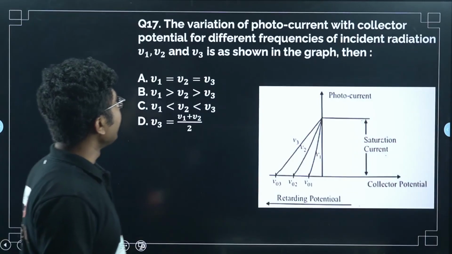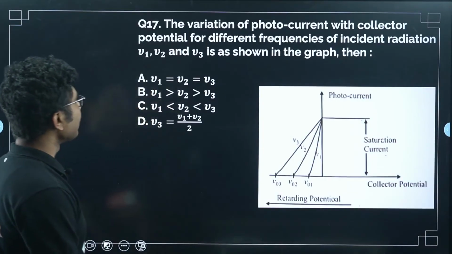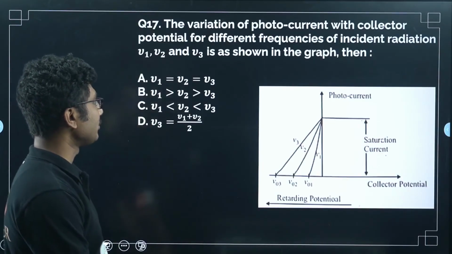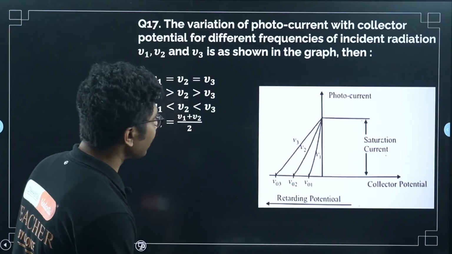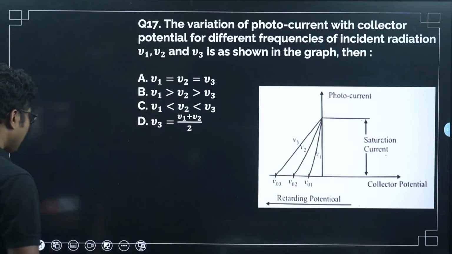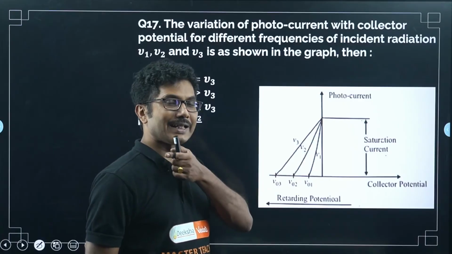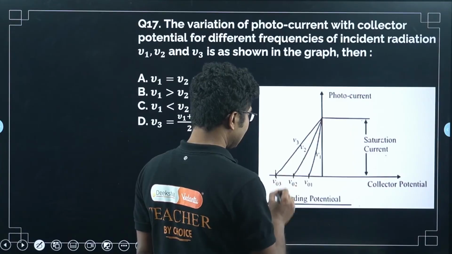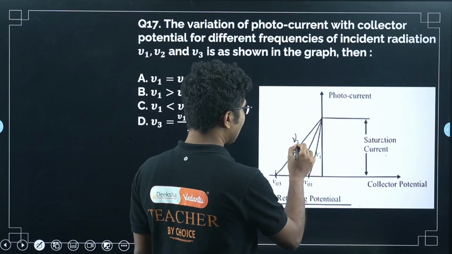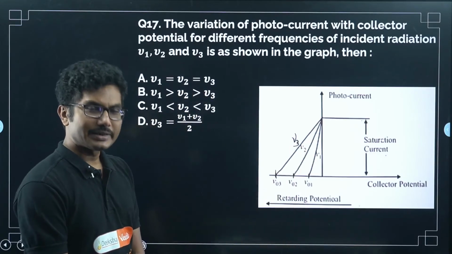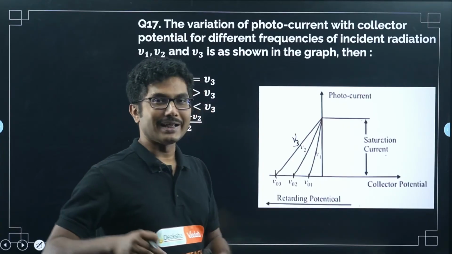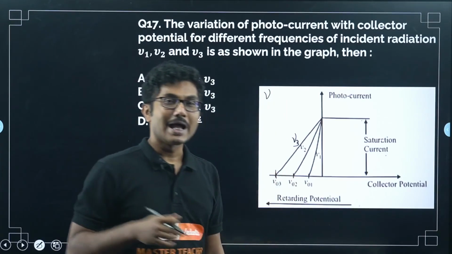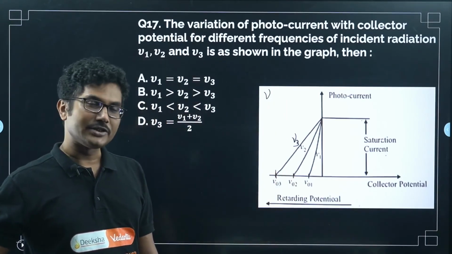Next question. The variation of photocurrent with collector potential for different frequencies of incident radiation nu1, nu2 and nu3 is as shown in the graph. Now here they have given you a graph where frequencies are changing and they have asked you what is the possible relationship. Now if you see that this nu3 has the highest stopping potential. Highest stopping potential means it should have the highest energy. Now highest energy means what? Frequency should be highest. We know that K max equals h nu minus h nu 0.